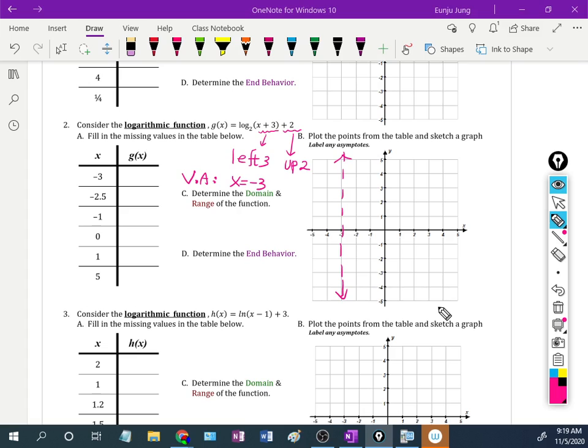How about the horizontal asymptote? There is no such thing as a horizontal asymptote here, okay? We have only a vertical asymptote. Think about the horizontal asymptote for the exponential function. We swap x and y and rotate it, and now we have a vertical asymptote for the logarithmic function, okay? So make sure you understand that.